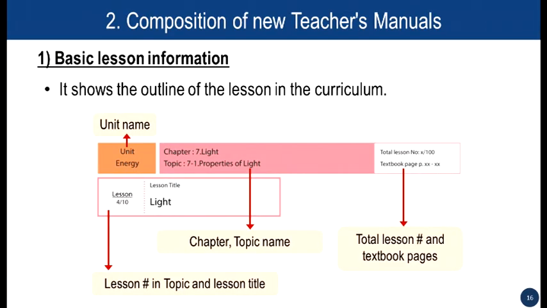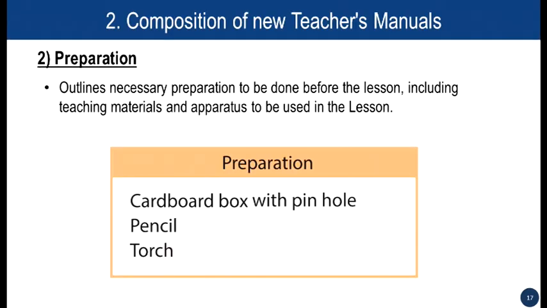Basic lesson information. It shows the outline of the lesson in the curriculum. As shown in the slide, you have the unit name, the lesson number, chapter, and the topic name, and the total lesson and the textbook page. Number 2, preparation. It outlines necessary preparation to be done before the lesson, including teaching materials and apparatus to be used in the lesson.